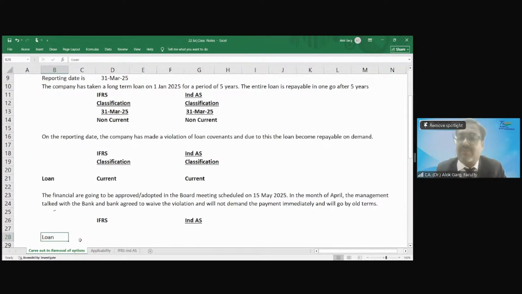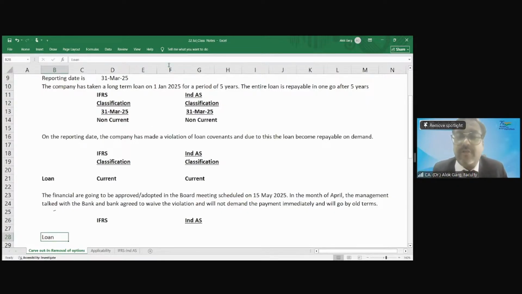So on 31st March, this was repayable on demand. Subsequently, before approval of the financial statements, in the month of April, the management spoke to the bank and the bank agreed not to demand the payment. Now my question to all of you is, what should be the nature of this liability on 31st March 25? I have given you the facts. Earlier it was non-current. When it became repayable on demand on 31st March, it became current. And then as per the subsequent events, this company is not going to pay this money immediately. The company has to pay after 5 years. So before approval of the financial statements, it was clear that the company is not required to pay right now.